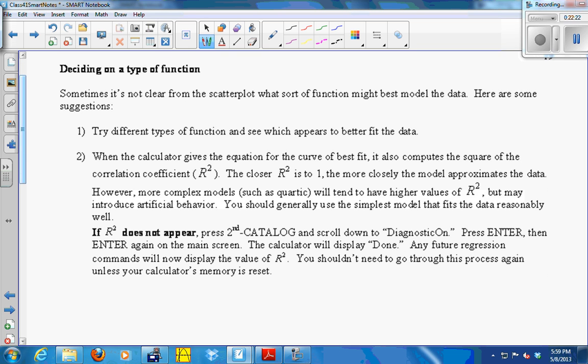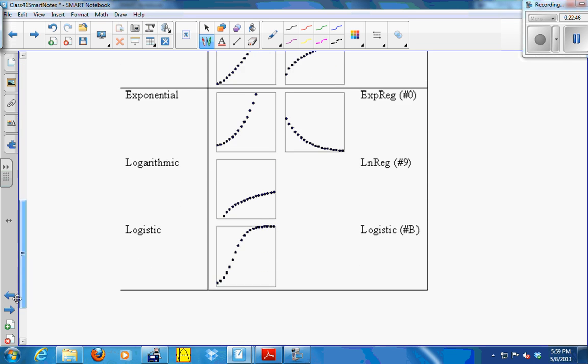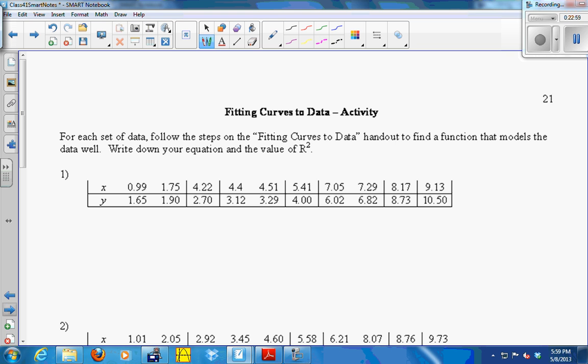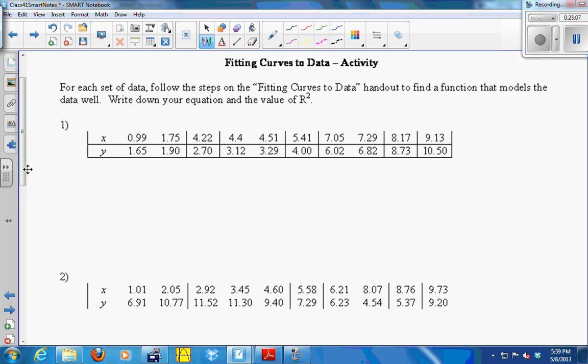So sometimes it's not clear from the scatter plot what sort of function might be best. So you might narrow it down to say exponential or power. And then try them both and see whichever one has a better R-squared value. All right, so this is a little chart to help you choose what kind of regression you want to do. Your calculator in the stat calc menu has all of these possibilities for regression. And I want you to try fitting some curves to data. You've got a bunch of data tables, fit some curves to each one.